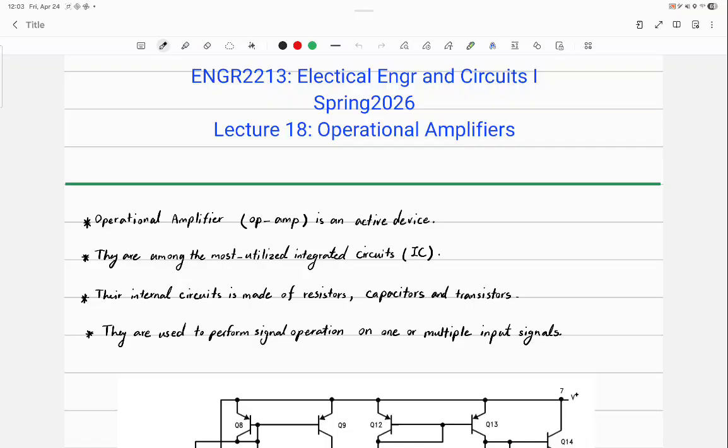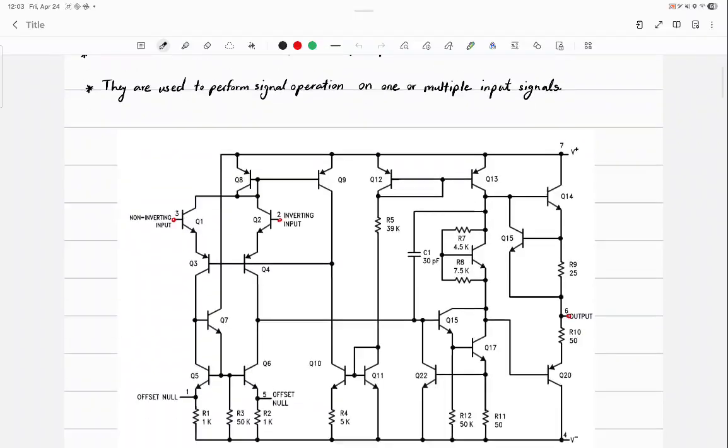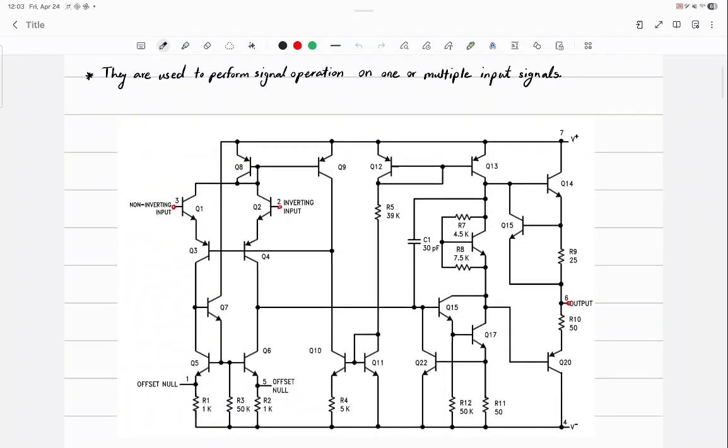This is the start of materials for exam 3, starting with operational amplifiers. So this is not part of your second exam. Operational amplifiers, or op-amps, are active devices. They are made of transistors, resistors, capacitors, and they are very important, one of the most commonly used integrated circuits in electrical engineering.